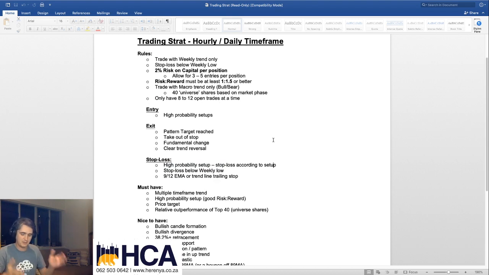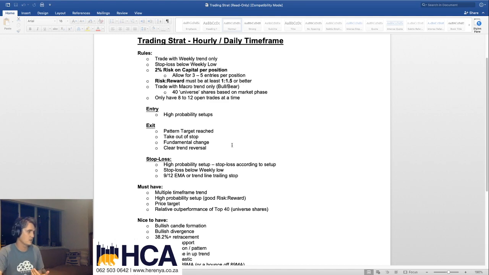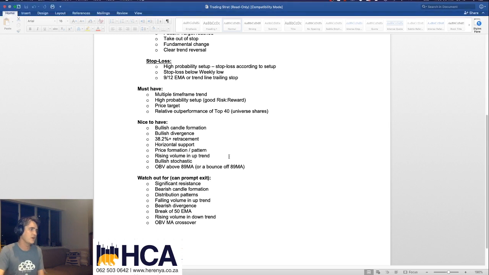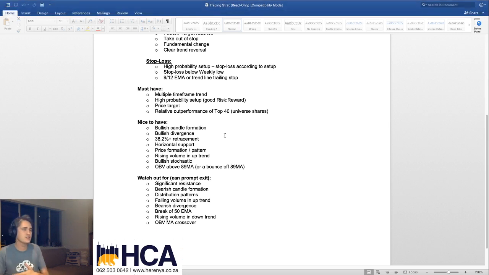Write the stuff down on a piece of paper, stick it to your desk, stick it to your forehead, stick it to your wall. Make sure that you know it, make sure that you can see it all the time so that you can force it on yourself, right? I like to add a couple of must-haves. So if I do not have a multiple time frame trend, or I do not have a high probability setup, or I haven't set a price target, whatever the case is for this particular strategy, I cannot take a trade on that strategy. Then there are nice-to-have things, nice divergence, this, that, whatever, some Fibonacci stuff.